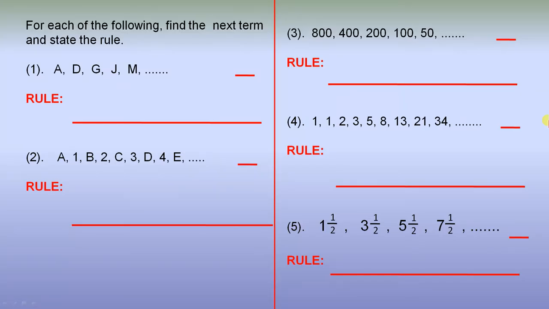Here it is here. For each of the following, find the next term and state the rule. Some of these are very interesting. You have to look a little bit carefully, but I think if you concentrate, you'll get each of these 5. So in 10 seconds, I'll move to the answer slide.